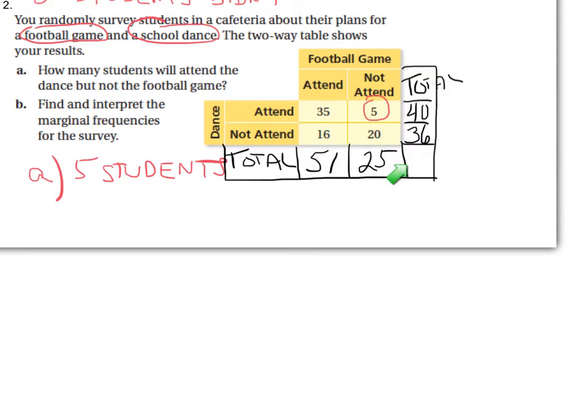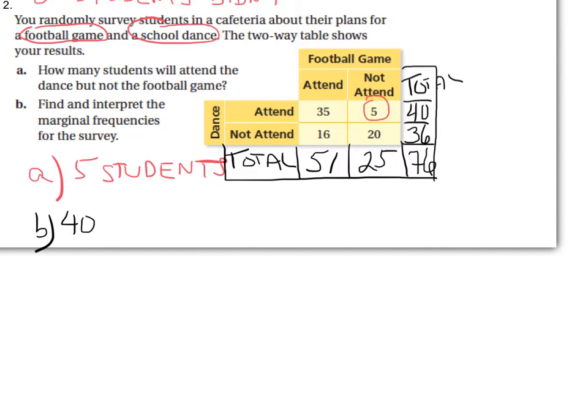And this number here tells me how many students we talked to. We didn't talk about that in the first part of this. We just want to make sure we talked to the same number. So we actually surveyed 76 students. So those are the marginal frequencies, and again we want to interpret what that tells us.